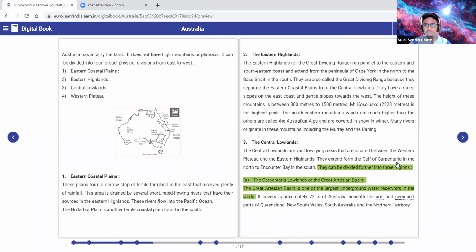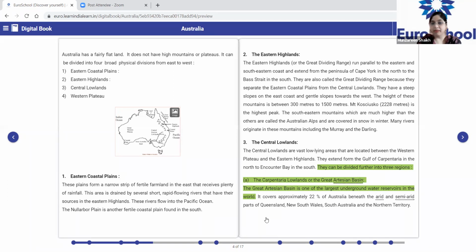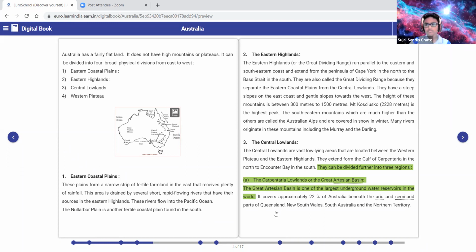So parts of what? These arid and semi-arid parts of Queensland, New South Wales, South Australia, and the Northern Territory. So these are all the areas where you have this kind of arid and semi-arid regions. And it covers almost 22% of Australia. And that is the reason we have underground water reservoirs. Have you all understood, children? Yes, ma'am. Okay, good.